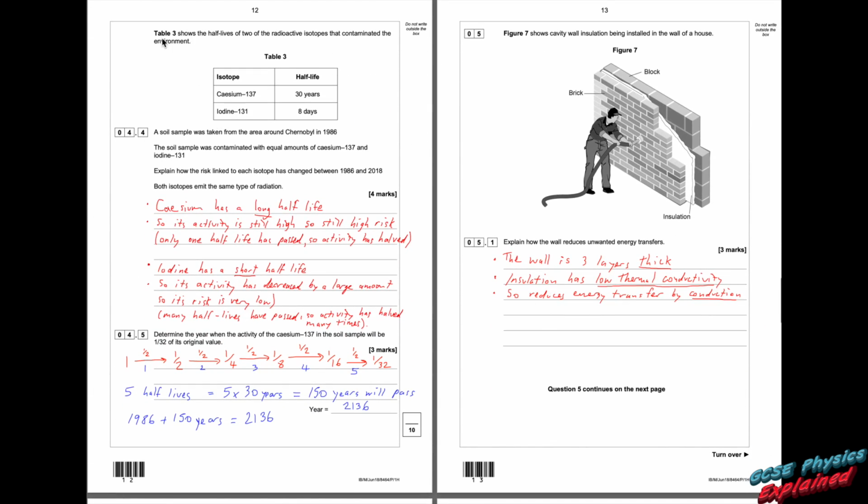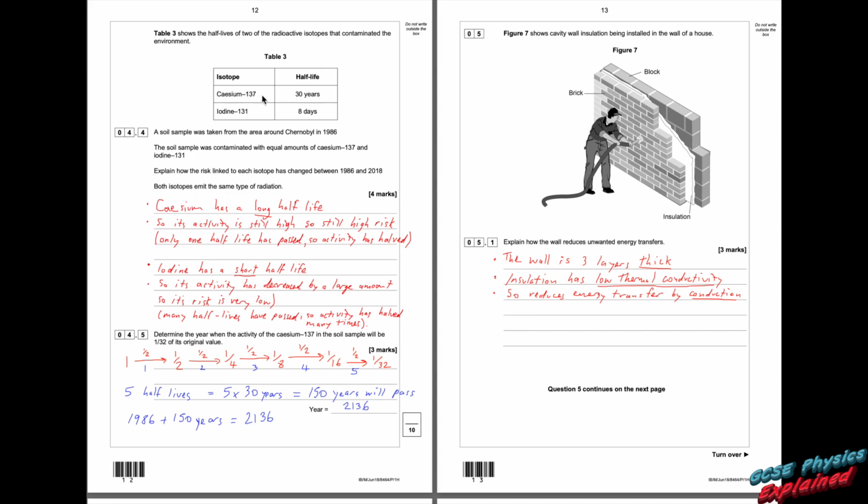Part 4. Table 3 shows the half-lives of 2 of the radioactive isotopes that contaminated the environment. A soil sample was taken from the area around Chernobyl in 1986, so the time of the disaster. The soil sample was contaminated with equal amounts of cesium-137 and iodine-131. Explain how the risk linked to each isotope has changed between 1986 and 2018. Both isotopes emit the same type of radiation.